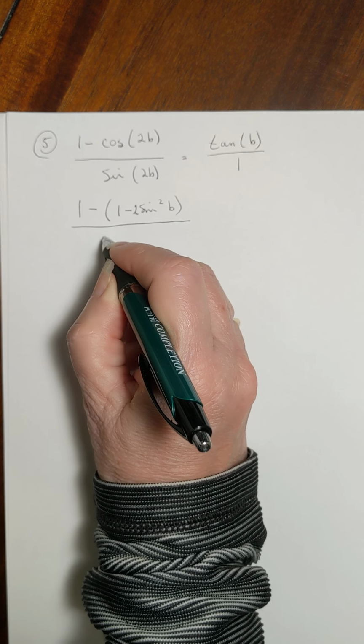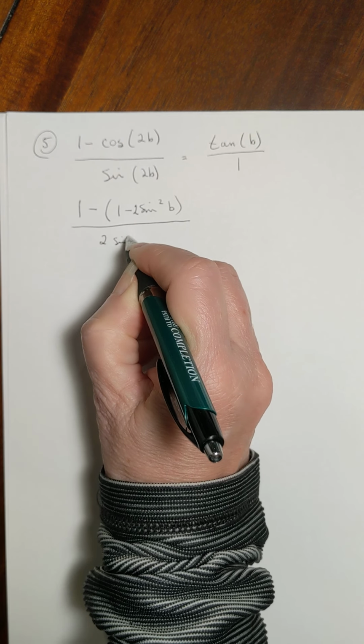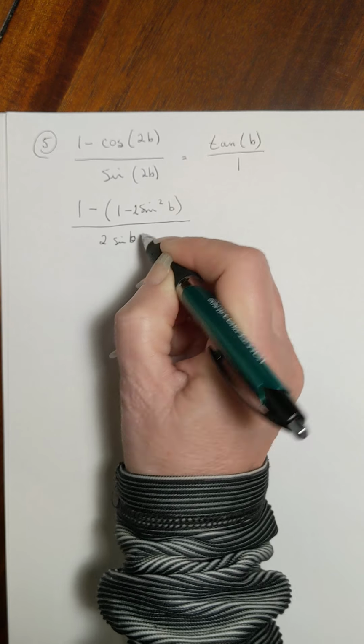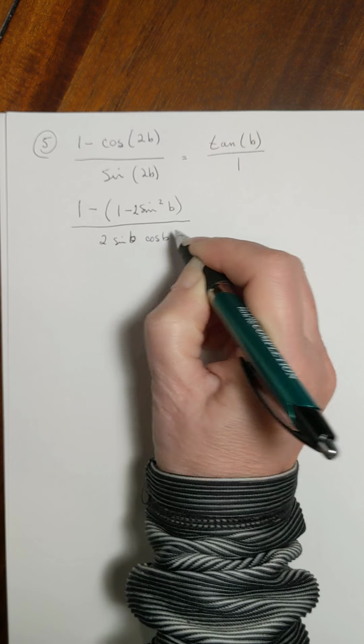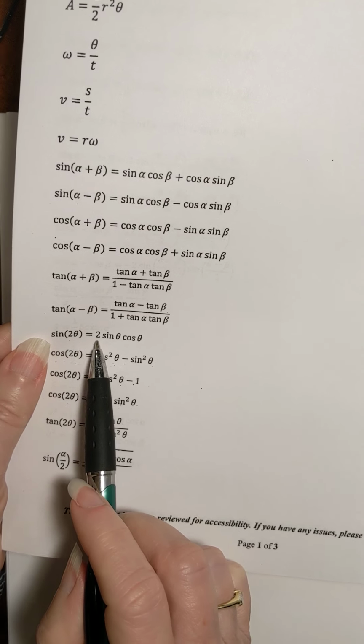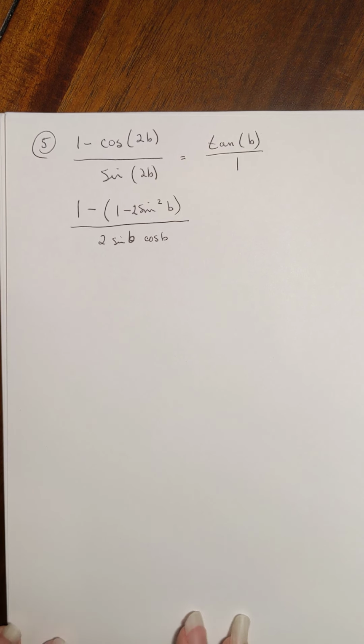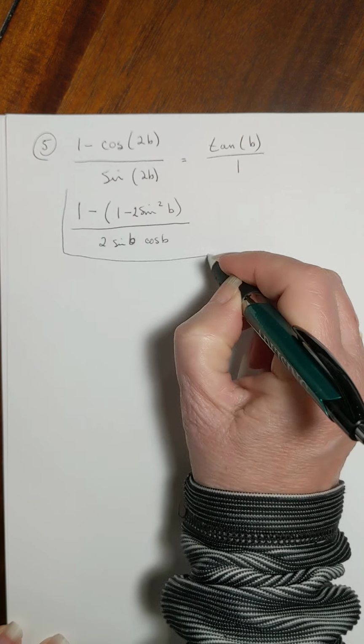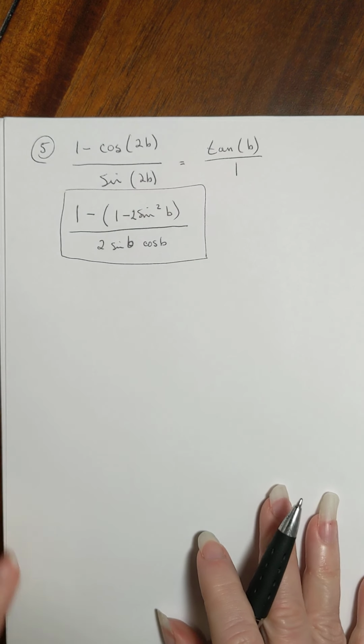And this becomes 2 sine theta, or sine of b, cosine of b. All right? So sine of 2 theta, 2 sine theta, cosine theta. And so that's what you write in the first little block that they have. So they have like 4 little blocks.